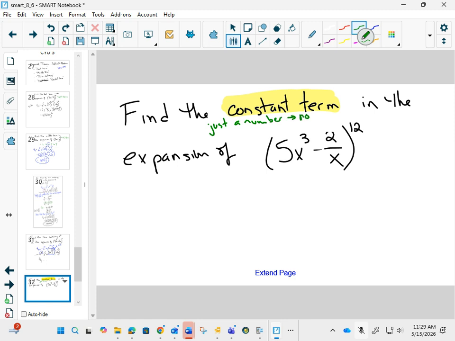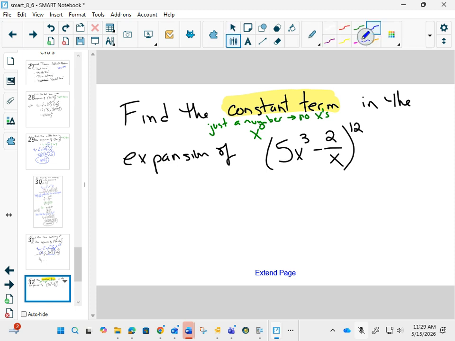In other words, there's no variable. There's no x's. Algebraically, with powers, that means you have x to the 0. And as soon as you realize that it is x to the 0, it is the same question as we just did that said find x to the 9 in the expansion. Find the term containing x to the 0 in the expansion of this.